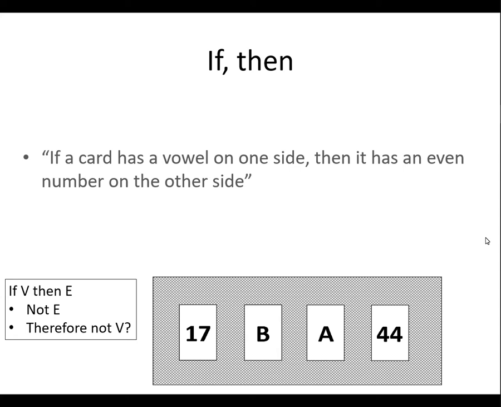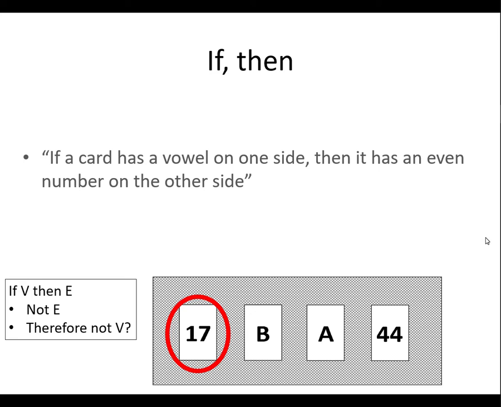The card that denies the consequent is the one with an odd number on it. Specifically, if we flip over an odd-numbered card and it has a vowel on the other side, then the rule has lied to us. Rule, you said that if a card has a vowel on one side, it has an even number on the other side. But look, I just found this odd number and I flipped him over and he had a vowel on the other side. You're wrong, Rule.